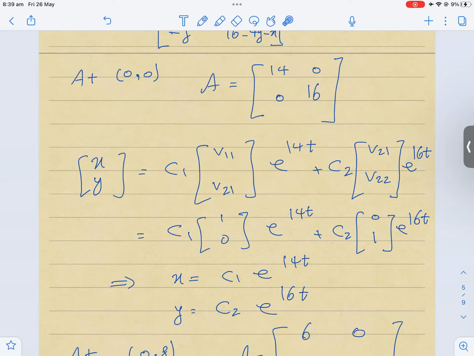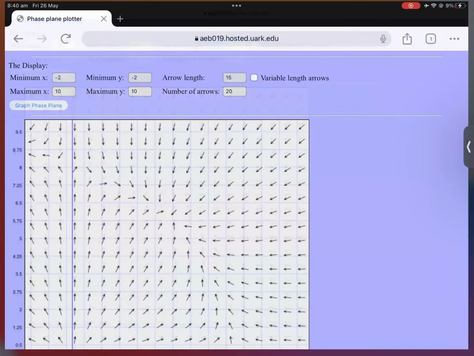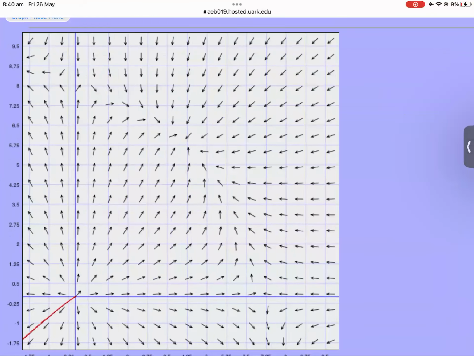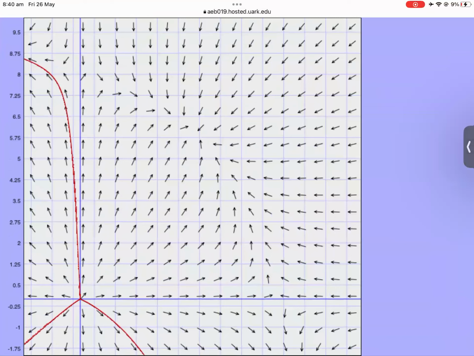And as time goes to infinity, as time passes, x is going to a big number or y is going to a big number. It's not staying somewhere. So that's why, see, the eigenvectors are the directions of the vectors along which the solution from (0, 0) is escaping.